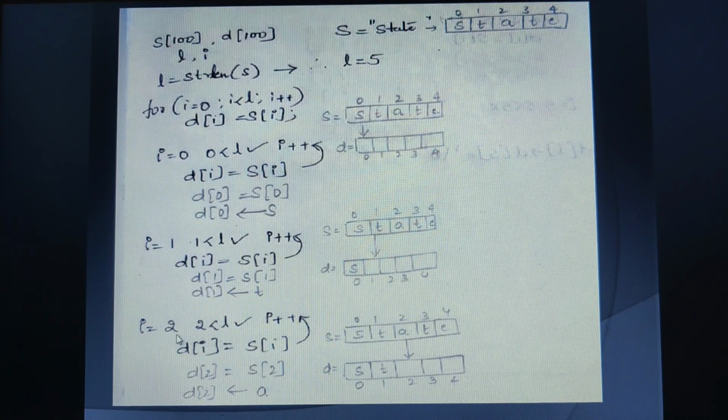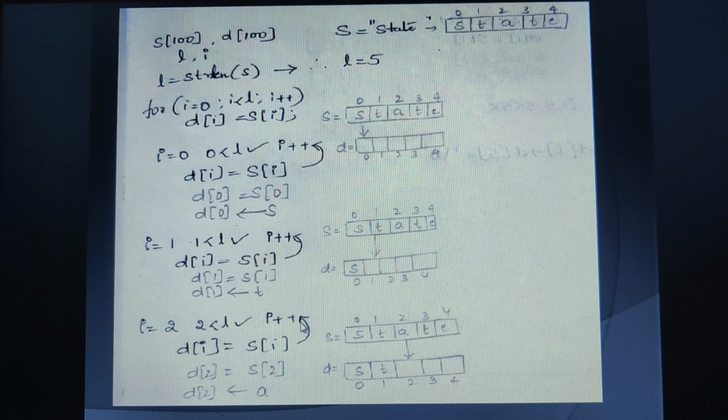Okay. When I is equal to 2, 2 is less than 5. Yes, the condition is true. Since this condition is true, move the value of what is there in s of 2 into d of 2. Now look at this. Previously we copied t. Now since I is pointing to the second location, what content is there in s of 2? Move it into d of 2. So a is being copied into d of 2.